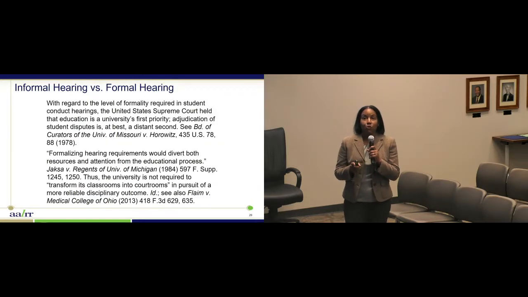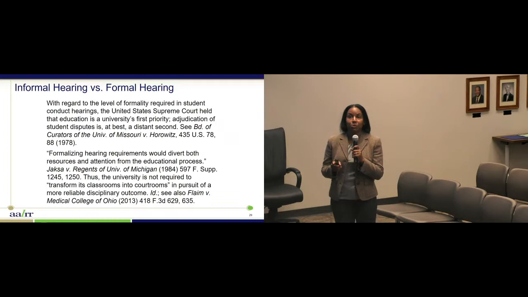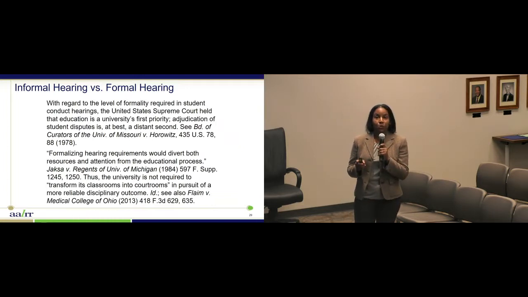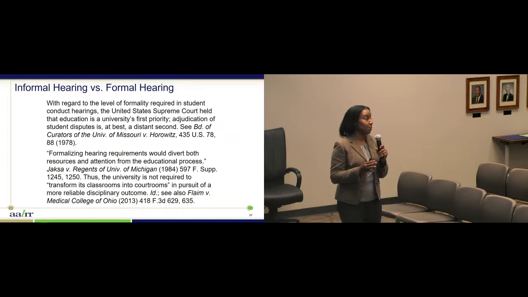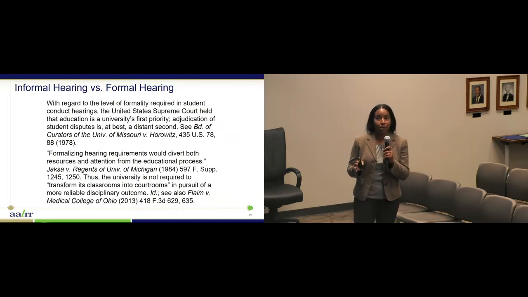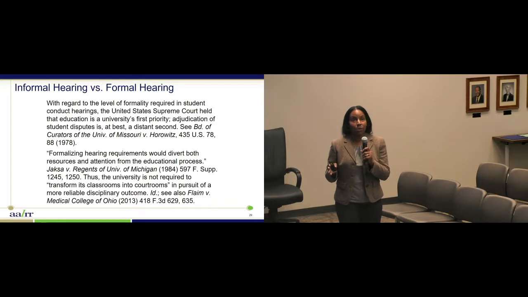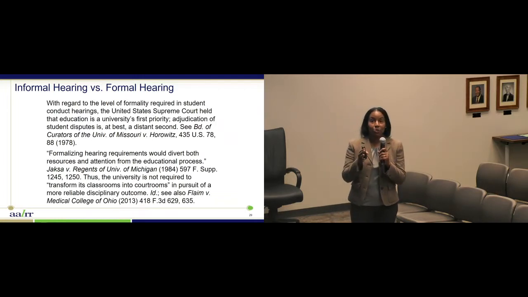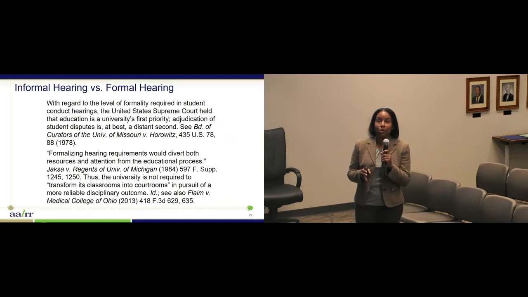So we're going to talk about informal hearing versus formal hearing. And this one is really important because this talks about the balancing of resources, how you're going to spend the resources with respect to the hearings and the other things that you have to balance in terms of being an educational institution. That's actually the review that the court undertook in this case.